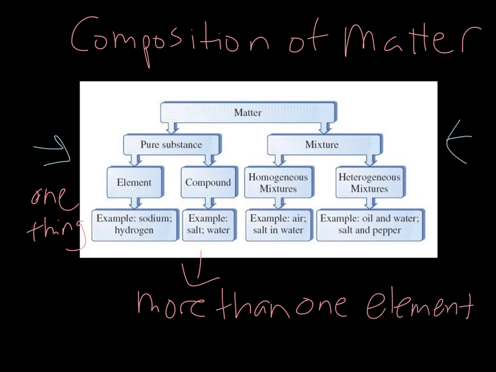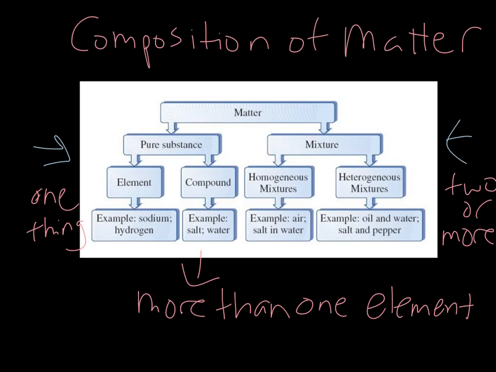So our compound is more than one element in a fixed ratio, like water, but it would still be a pure substance, because it's just water. Then on the other side, we can have a mixture. If we have a mixture, then we're going to have two or more components in our mixture. So two or more different species.